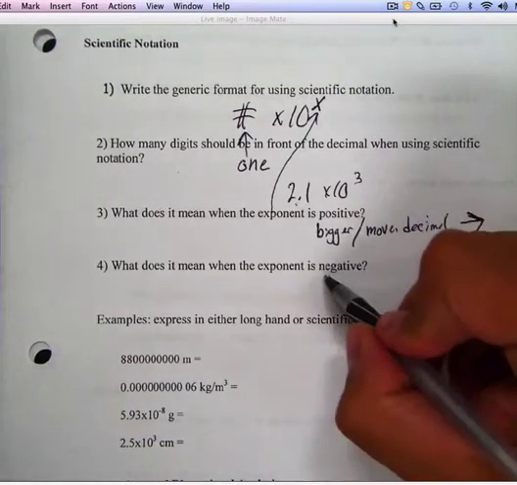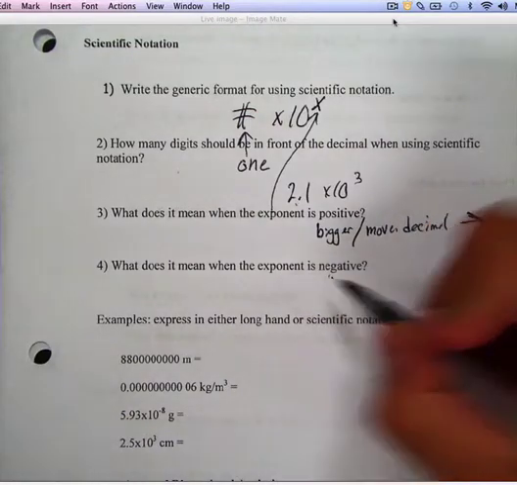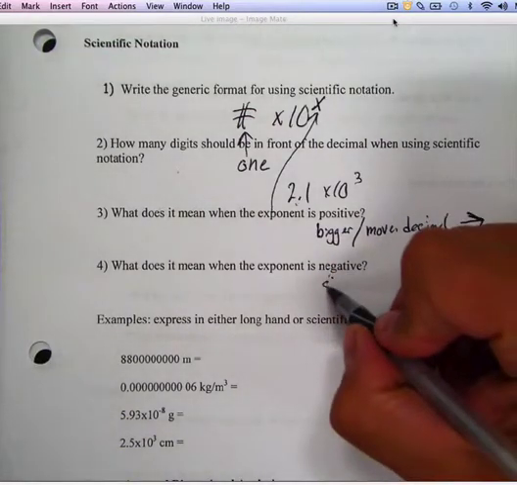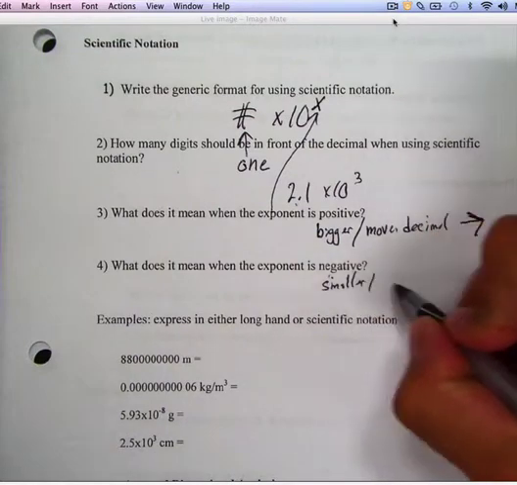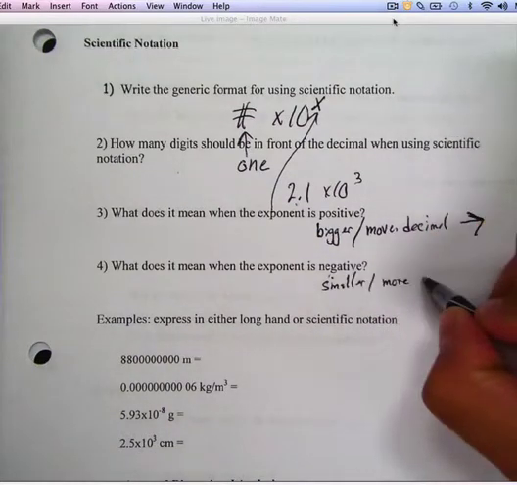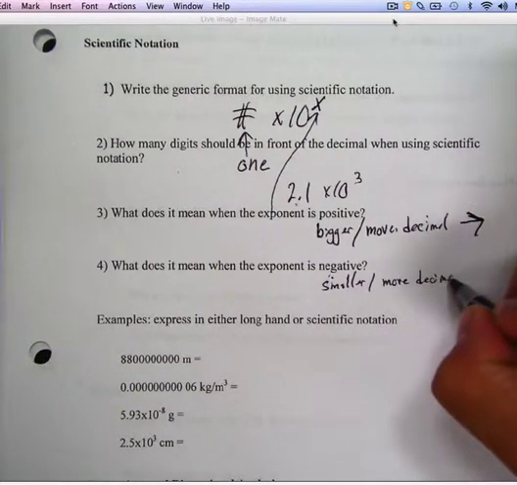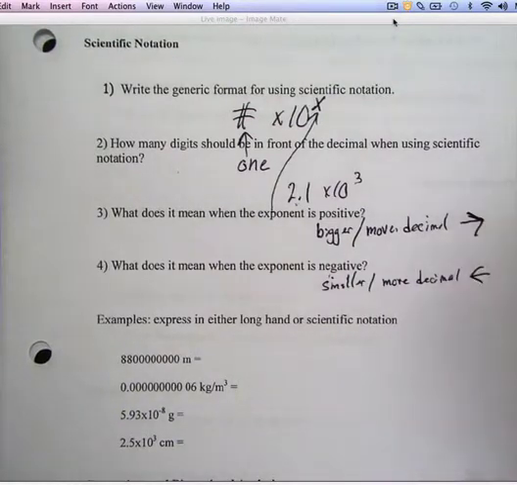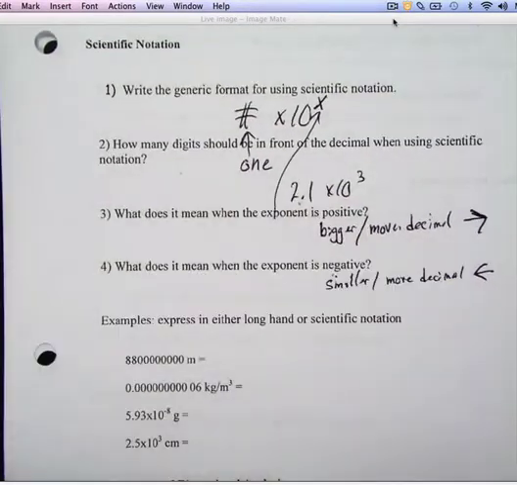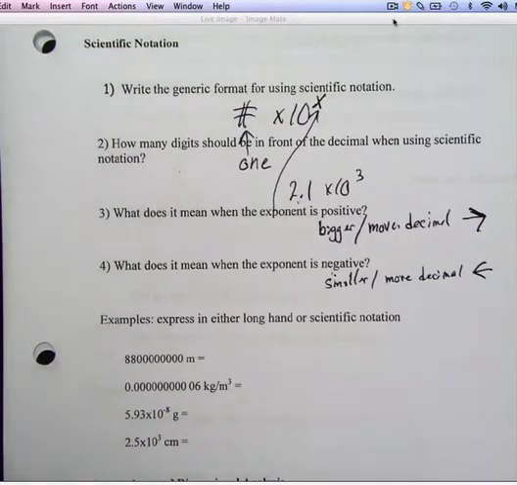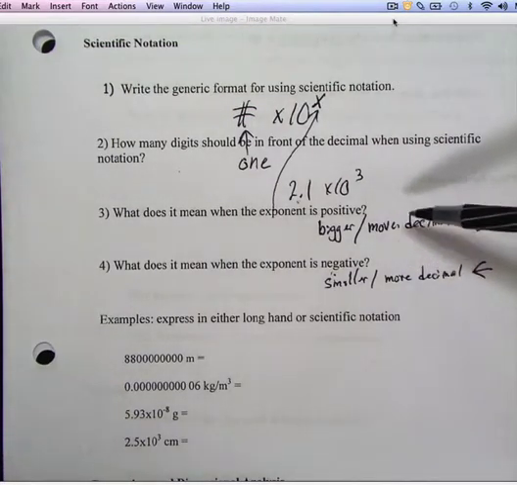However, if the exponent's negative, it doesn't mean it's a negative number, it just means the number is smaller. Or if you're moving the decimal, you're going to move the decimal to the left. All right, so let's see if we can apply how these things get used. So this gives you a general idea of your scientific notation.